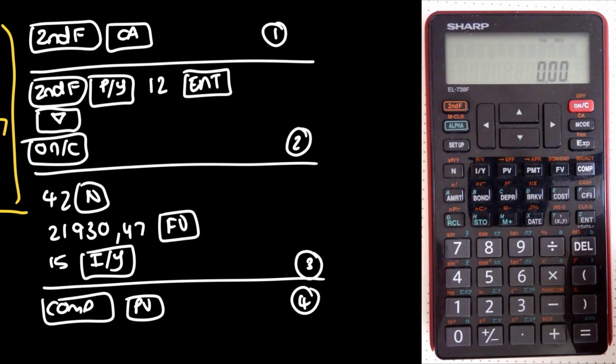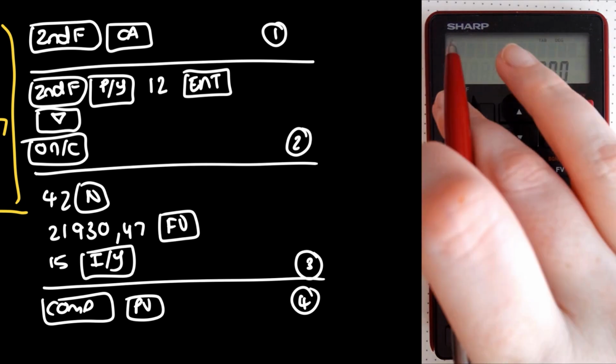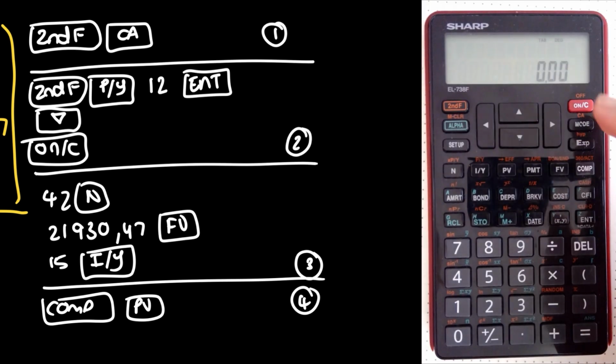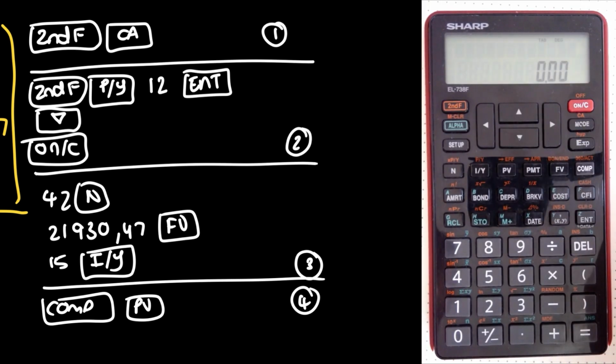And ONC is just to clear our screen. We could push the second function CY without saying second function PY to see it happen. So you would have just gone straight from the ONC there, second function CA, and you don't even need to push ONC in your case.